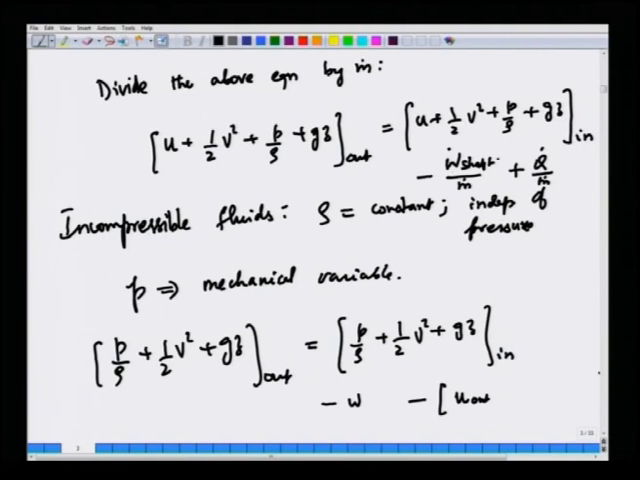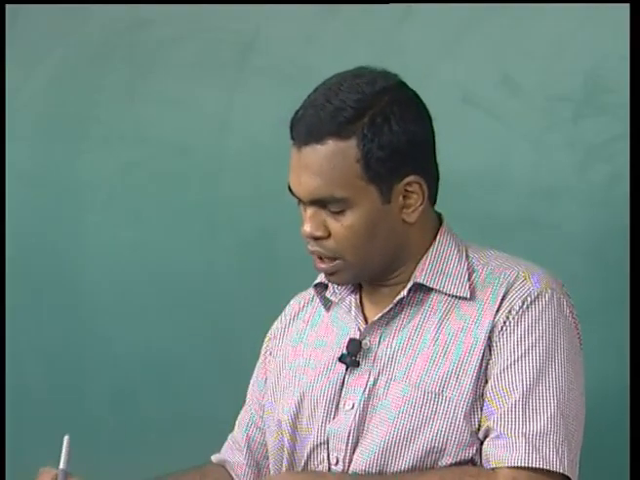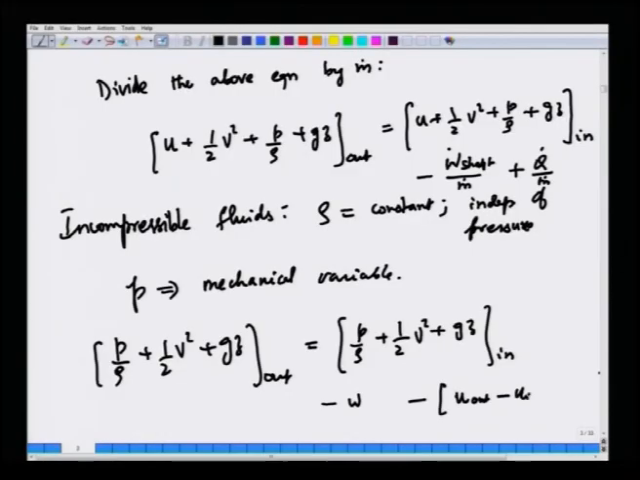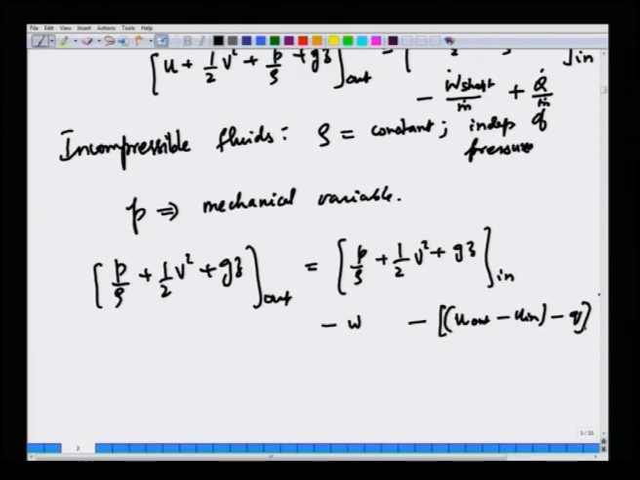This is the rate at which work is done by the CV on the surroundings. This is the rate of mass flow. The two rates will cancel out to give the work done by the CV on the surroundings per unit mass of the fluid, and you will get minus (U out minus U in), okay, minus Q, sorry, because you have already taken a minus sign out. Small q is the heat transferred to the fluid per unit mass. There is no rate involved here.